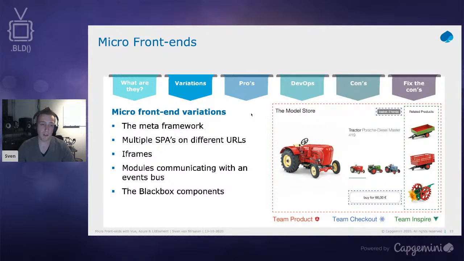Modules communicating with an event bus is one of the nice ones as well. Basically, everyone creates the node modules, and then eventually they're wrapped together with different tooling or something. And you have the black box components. Black box components you can basically see as components that are on their own, working on their own. So they also call the APIs on their own and all these kinds of things. It's a similar thing to what you can see on the right at this moment.